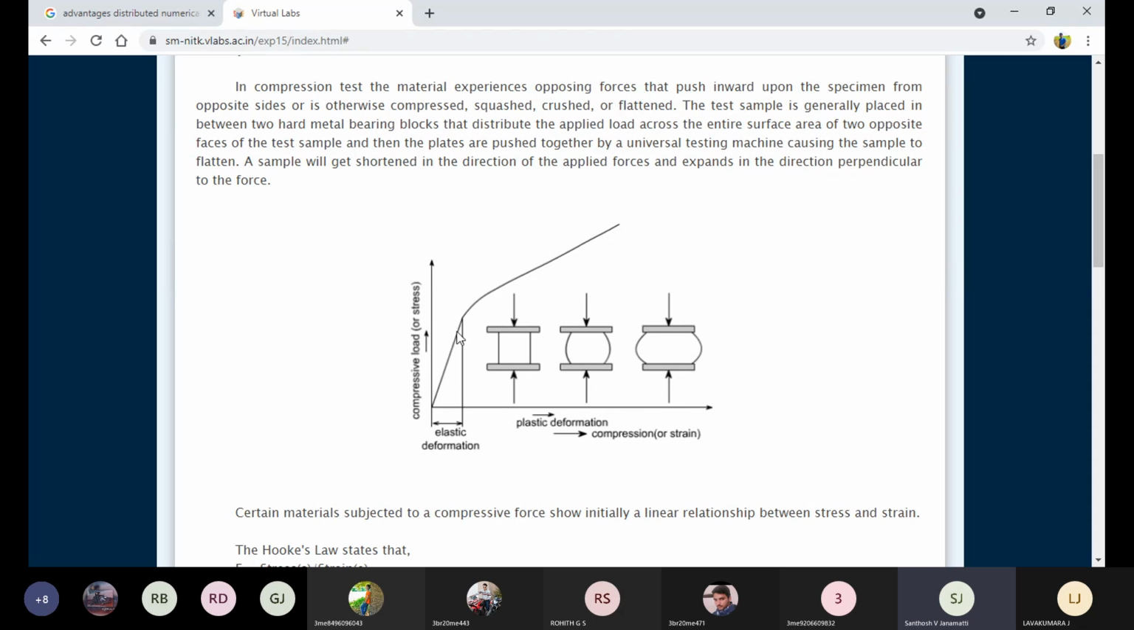So finally we can get curves like this for different materials when taking the deformation values, which we call the strain values, and the stress values. This is the graphical representation, the stress-strain diagram for that particular material.